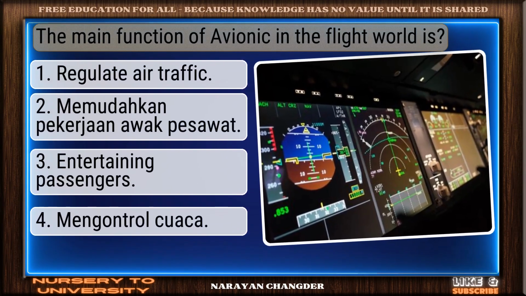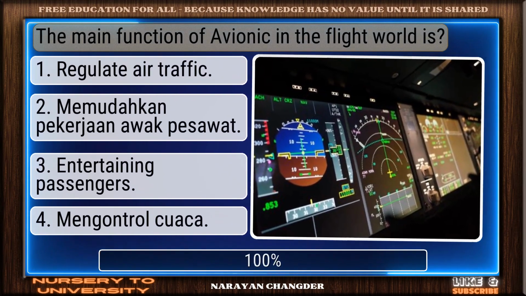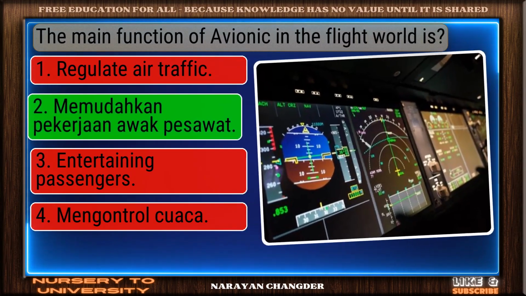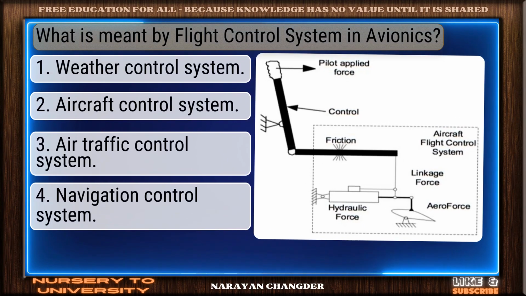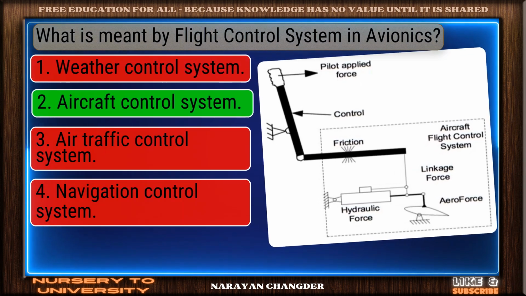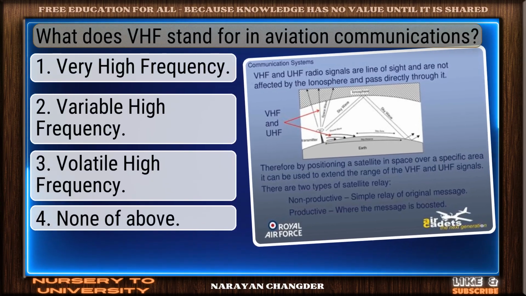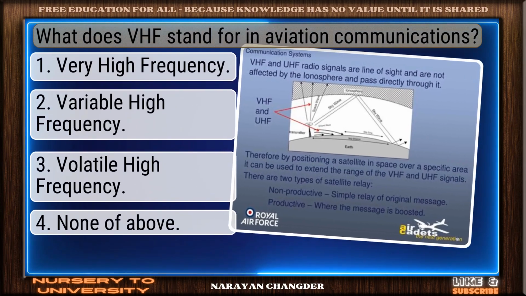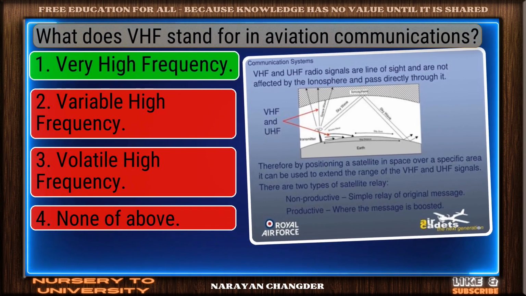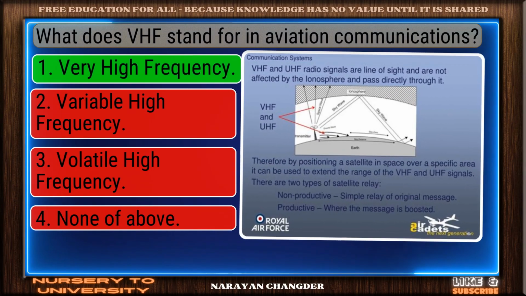The main function of avionics in the flight world is... Excellent choice. That is the right answer. What is meant by flight control system in avionics? Exactly. Aircraft control system makes sense and it is the right choice. What does VHF stand for in aviation communications? Clear logic. Your choice, very high frequency, is sound and 100% true.